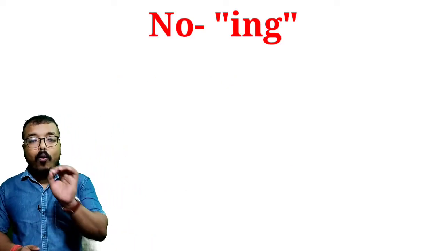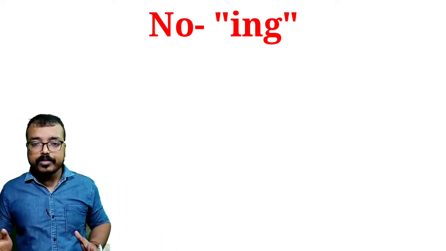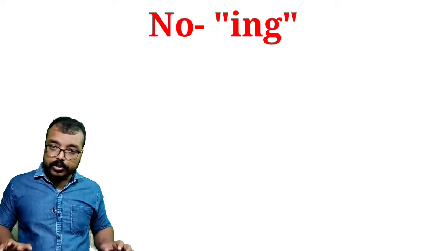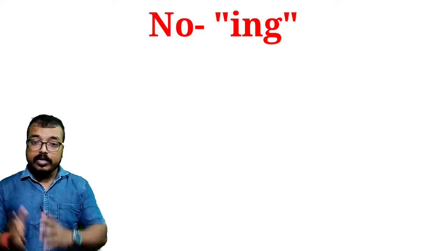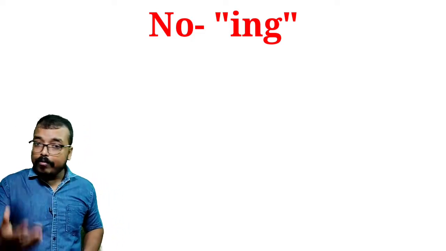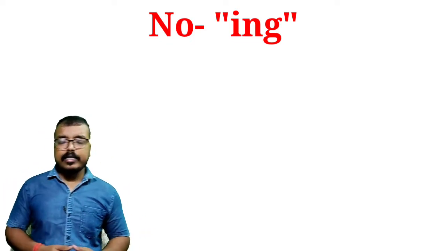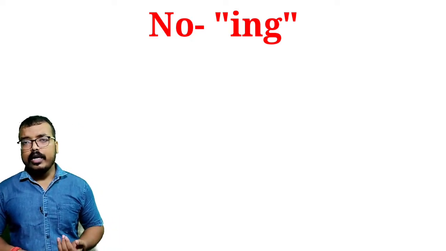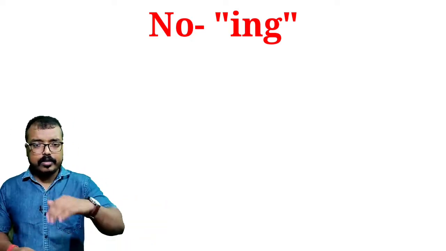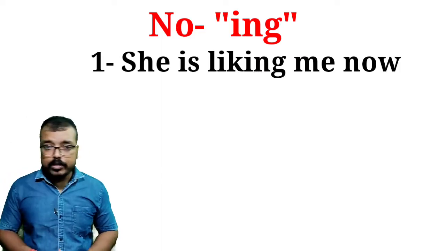Our next one is no ing. Actually, you know, there are some verbs where we cannot use the continuous form. Yes, we cannot use the continuous form. We have to use only the present indefinite form of those particular verbs, like you can say like, love, depend. Also there are some other things like recognize. I will give you some more words. So let's watch the examples first.